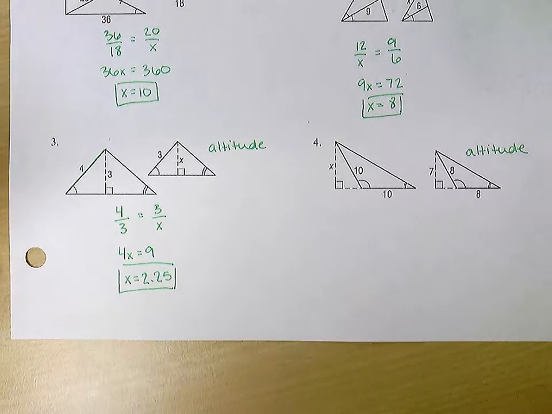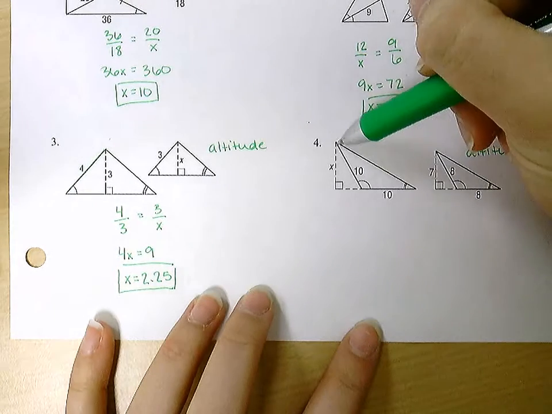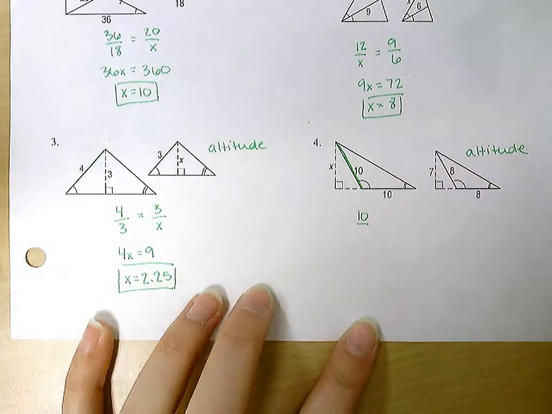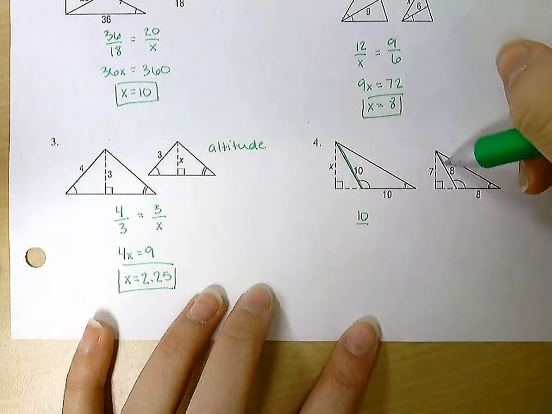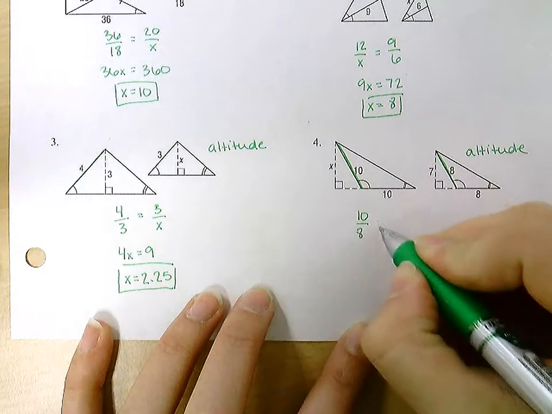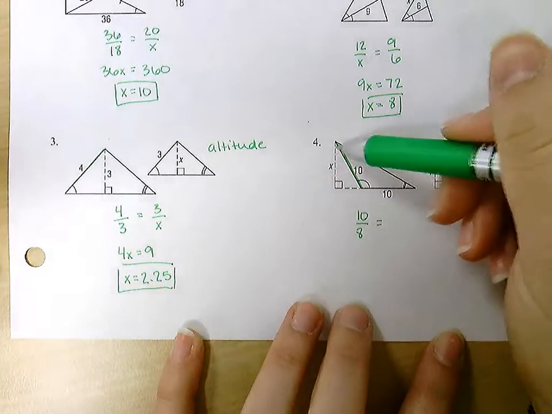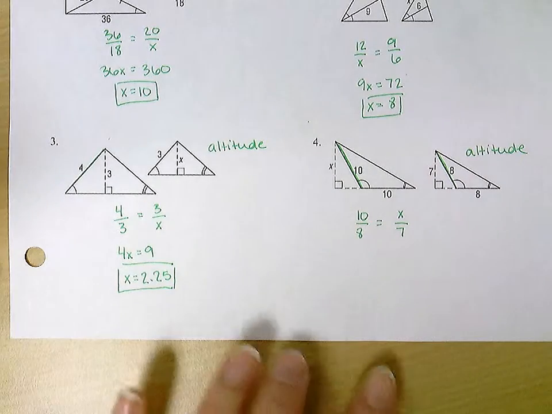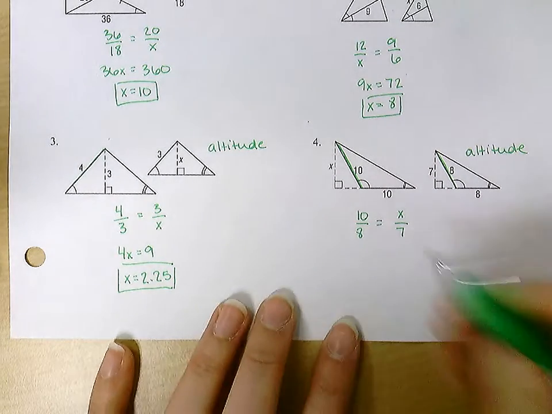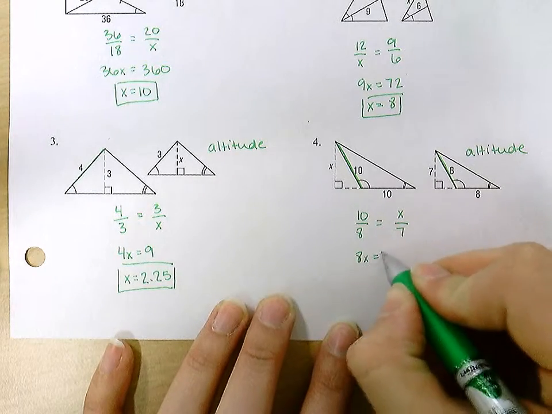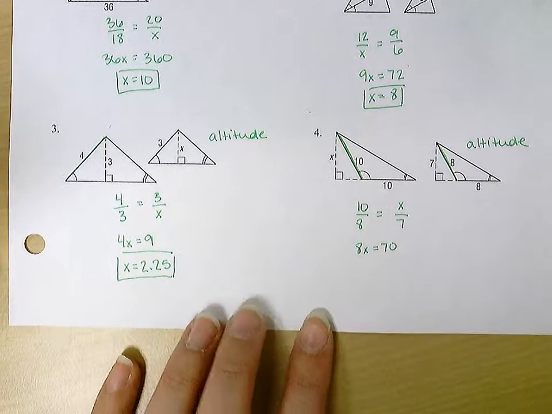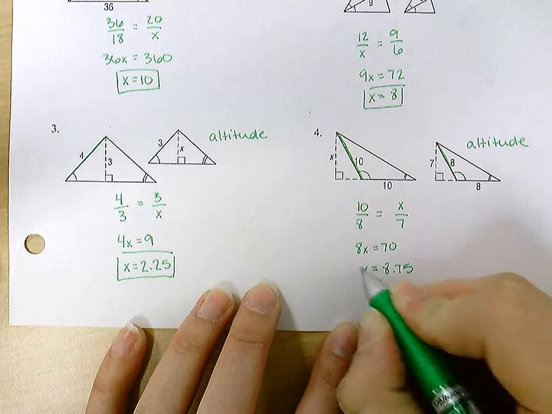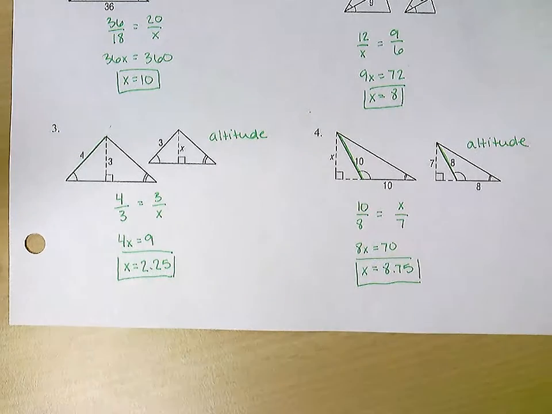So here we're just going to set up the proportion the same way. Taking the side from your first triangle of 10 over its similar side in the corresponding triangle is 8. That's equal to the altitude of the first triangle, x, over the altitude of the second triangle, 7. Okay, cross multiply, I get 8x equals 70. Divide both sides by 8, and I got x is equal to 8.75.